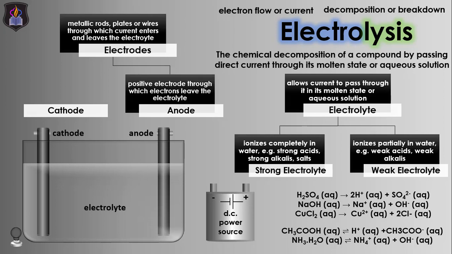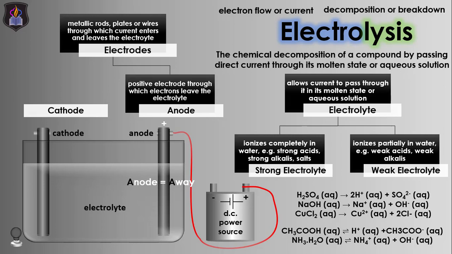Anode is the electrode connected to the positive terminal of the battery, which makes it positively charged. It is the medium through which electrons leave the electrolyte, that is, A for anode and A for away. It is where oxidation occurs during electrolysis.